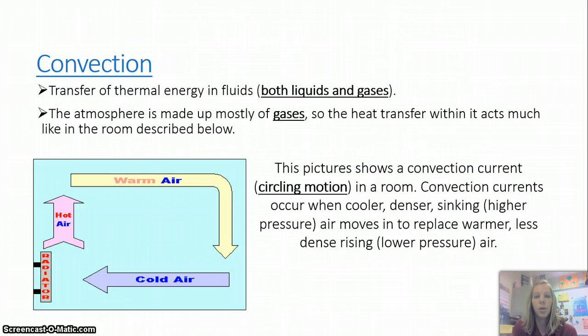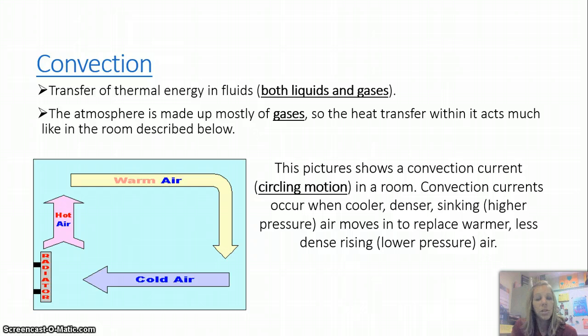Convection. Now this is the one we're going to be focused on over the next several days because it has most to do with what we're going to be talking about in the atmosphere, although all three have to do with heat in the atmosphere. So this is a transfer of thermal energy in fluids. Fluid can be a liquid or a gas. Some people get confused by that. Our atmosphere is mostly gases. Also includes some liquids and solids though.